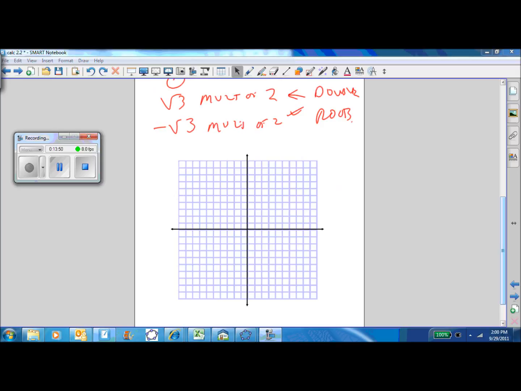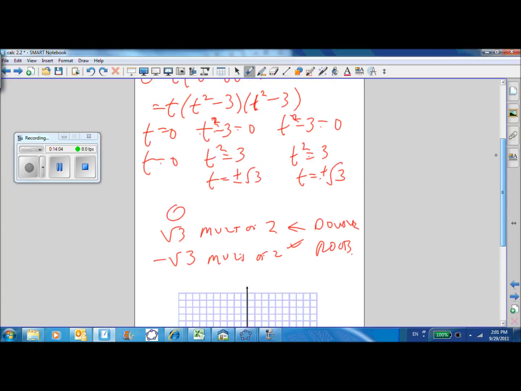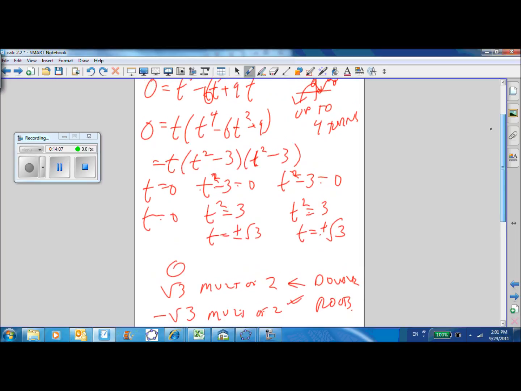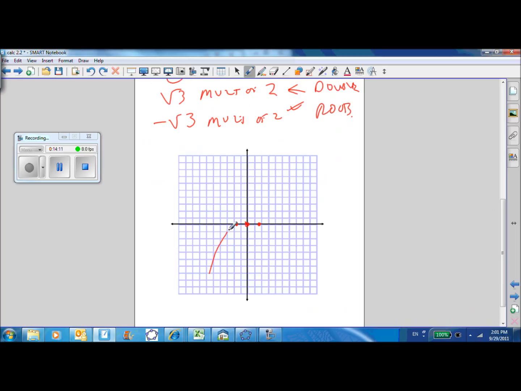And so when we graph this, we see that we got a root at 0, a root at the square root of 3, that's about 1.7, and a root at negative square root of 3. But because they're double roots, they're going to bounce off. So we're going to start from below, work our way up like this, and bounce at the roots there, because those are double roots. Double roots visually means you're going to bounce off the axis. And 0 is a single root, so we pass through.